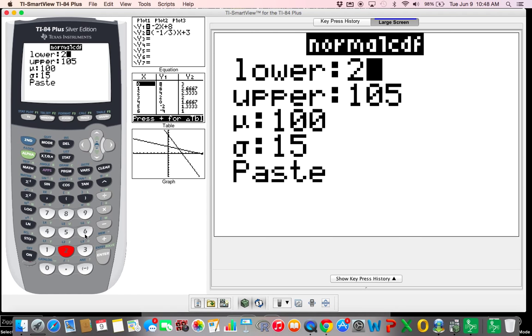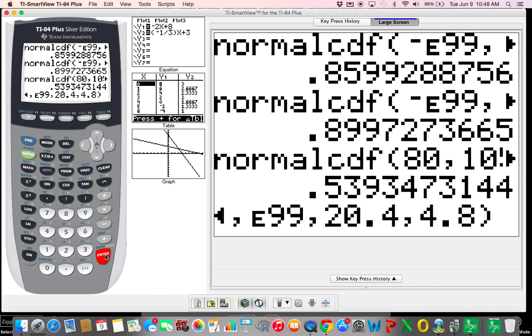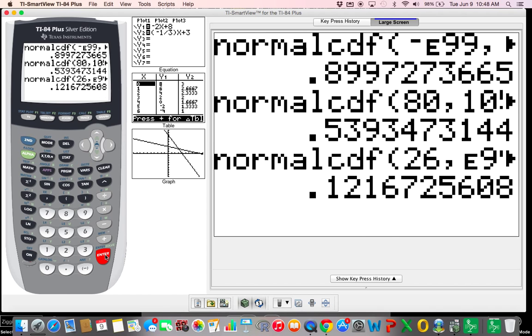So we want to run this from 26 up to E99. Don't forget to change the mean. Sometimes that's easy to do. 20.4 and 4.8. And paste that in there and go for it. So our answer would be 0.1217.